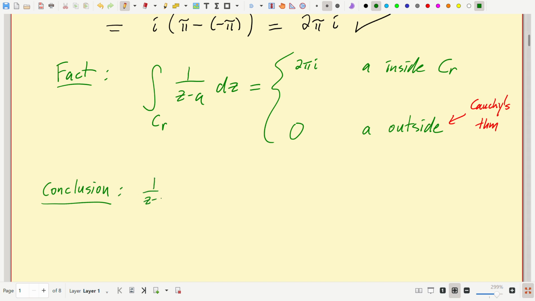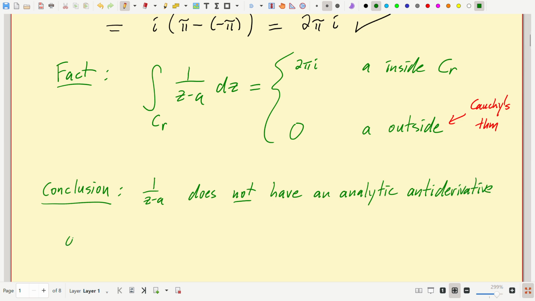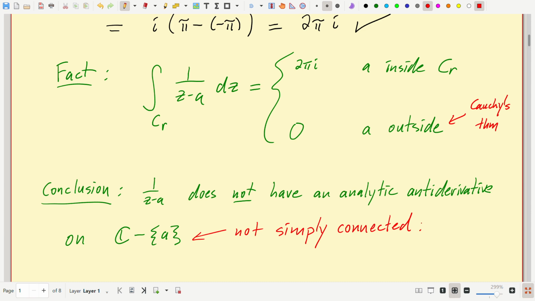1 over z minus a does not have an analytic antiderivative on, for example, C, the whole complex plane minus the point a. That has a hole, so it's not simply connected. So being simply connected and not having holes is an important consideration when you're trying to cook up antiderivatives.